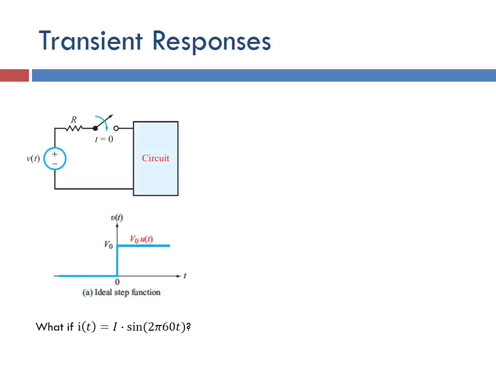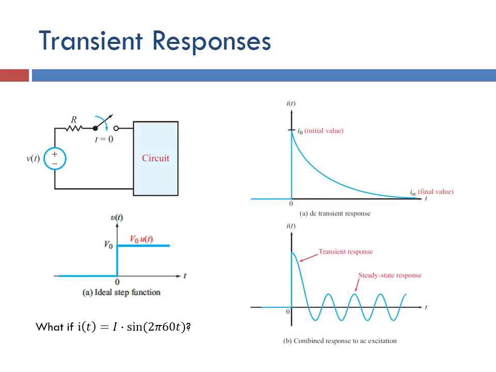So now we're going to look at, what if I of t equals I sine 2 pi 60t? So essentially it's saying, what if you've got a sinusoidal wave or whatnot? So I'm going to look at these two examples, A and B. So A, this is a DC transient response.